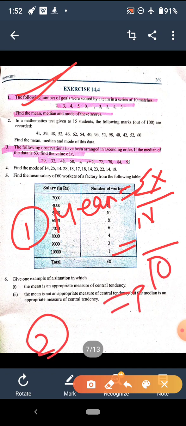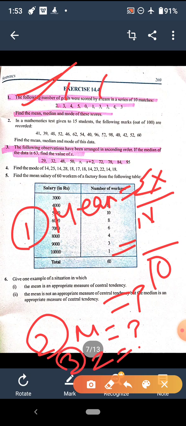In 2, that is the median, so you will arrange firstly. After arranging, you will check whether it is odd or even, then you will apply the formula for odd or even. In the third, mode: for finding the mode, you will see which is the maximum number repeating here. So 3, 1, 2, 3. 3 is repeating 4 times, so Z is directly obtained, that is 3, because 3 appears the maximum number of times.